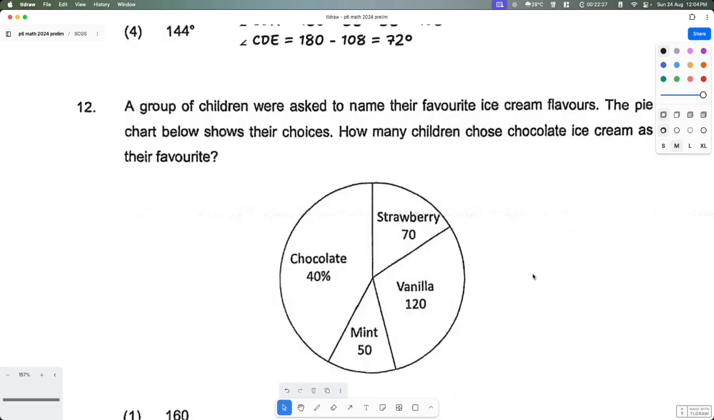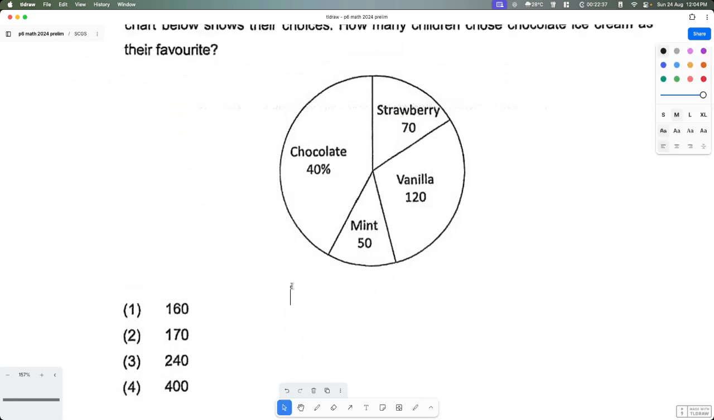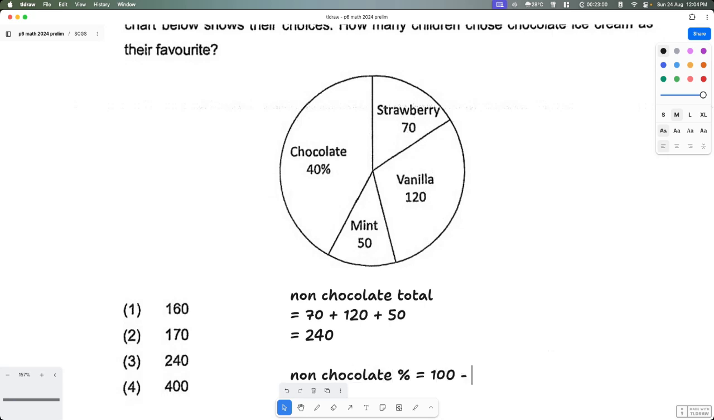Question 12. A group of children were asked to name their favorite ice cream flavors. The pie chart below shows their choices. How many children chose chocolate ice cream as their favorite? So we can have non-chocolate total, which is equal to 70 plus 120 plus 50, which is equal to 240. Non-chocolate percentage is equal to 100 minus 40, which is equal to 60%.